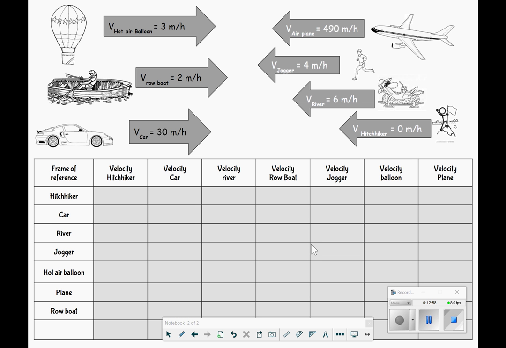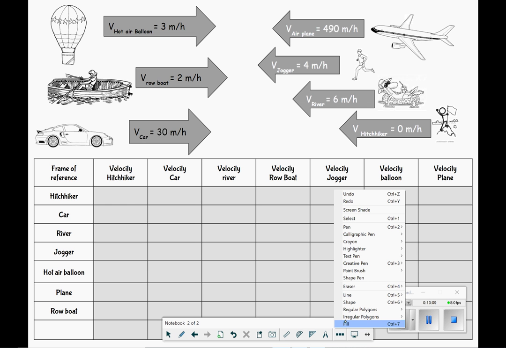So, this is your next page on your work. Okay, so let me change this so I can actually write again.